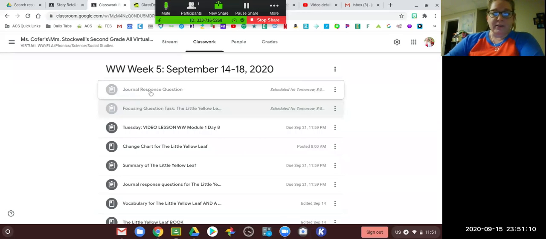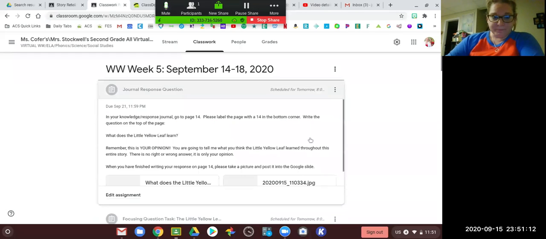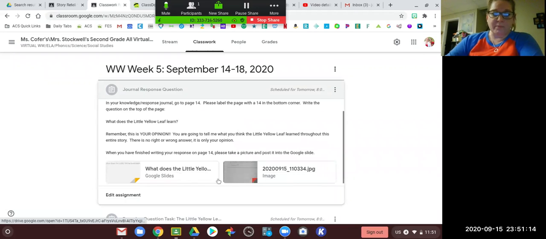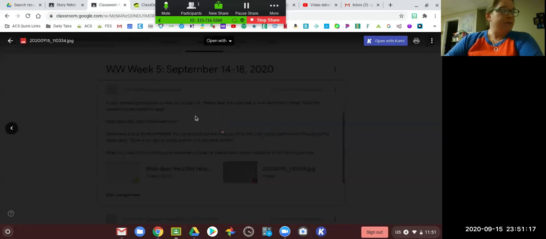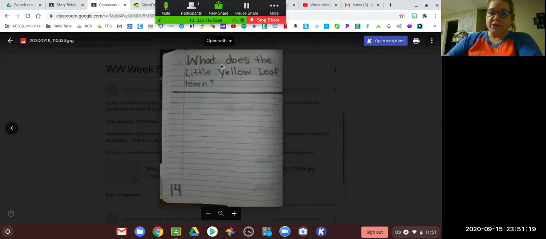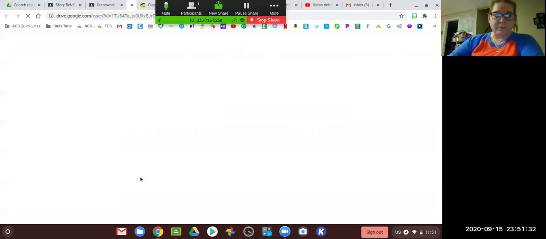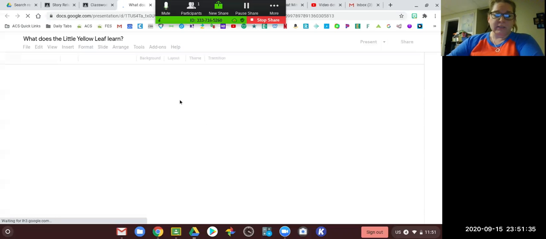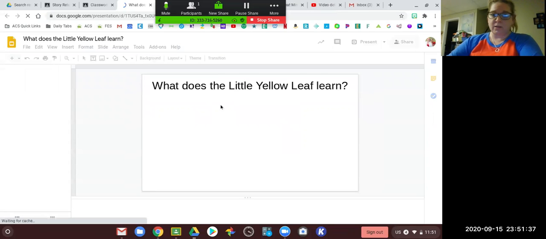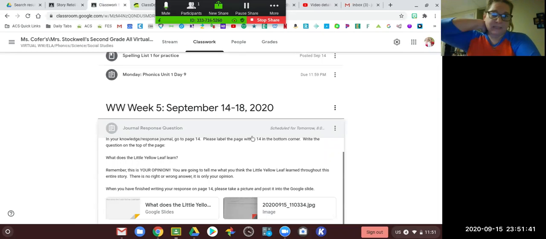And then you also have a journal response question. This is where you're going to go to page 14 of your journal. The question is, what does the little yellow leaf learn? Remember, this one is your opinion. This is what you think he learns in the story. Then you're going to take a picture of it and insert it into this Google slide. So that will be your 2 assignments for today.